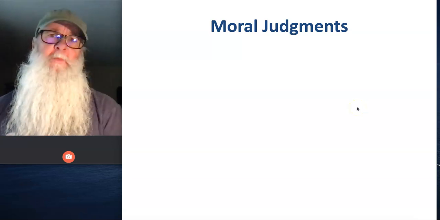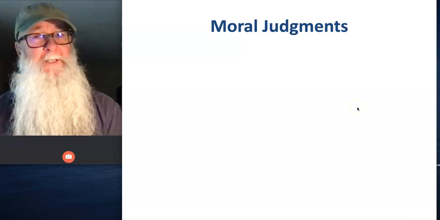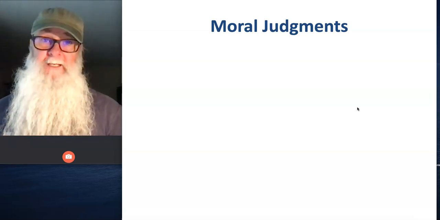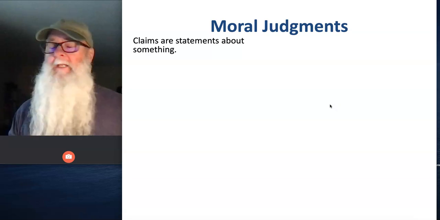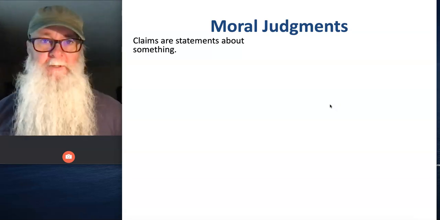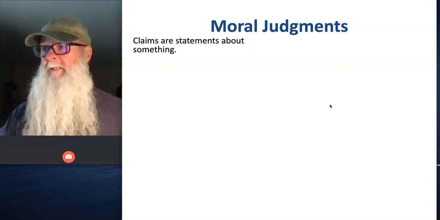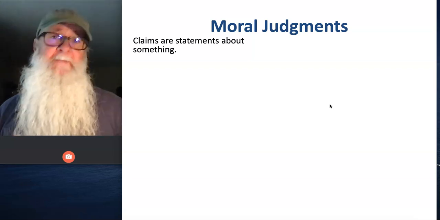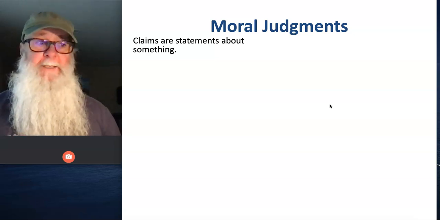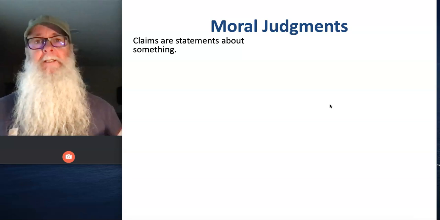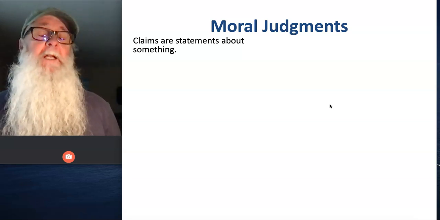All right, to understand what a moral judgment is, we first have to understand what a claim is, because moral judgments are expressed as claims. So what's a claim? A claim is simply a statement about something. A claim asserts that something is the case. So I might make a statement or a claim about an event that I've witnessed, or about a friend of mine, or about a thought that's in my head, okay? Anytime I assert that something is the case, I'm making a statement, a claim, okay?